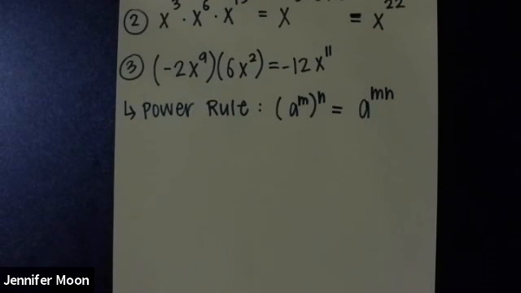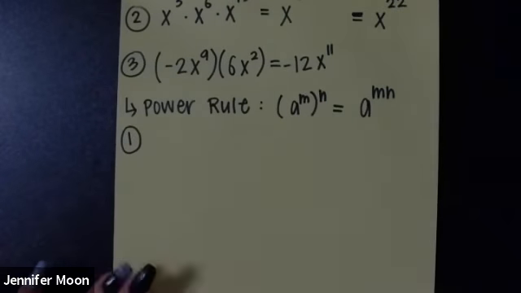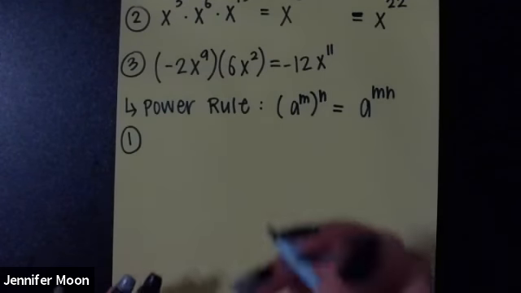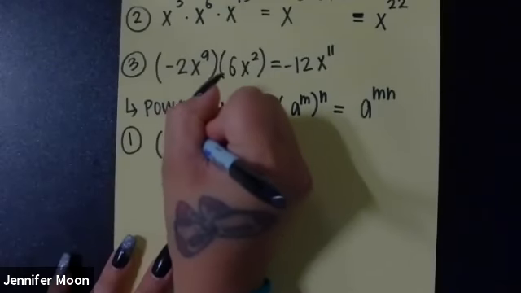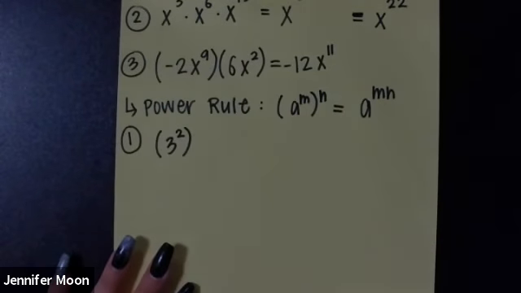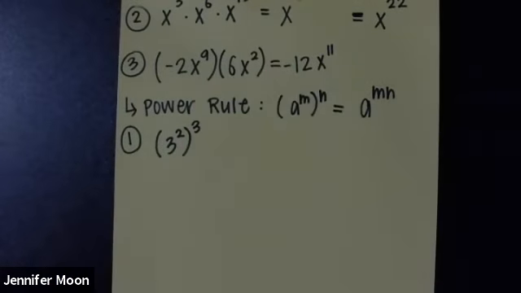Okay, I've got 2 examples for this rule. I do one just numerical values, and I'm doing one with exponents. So parenthesis 3 squared close. And then all of this raised to the 3rd power.